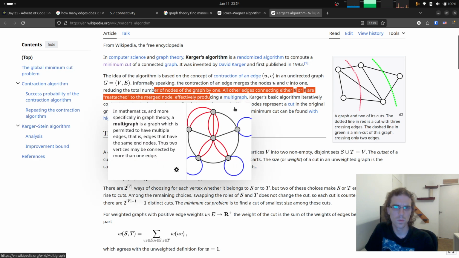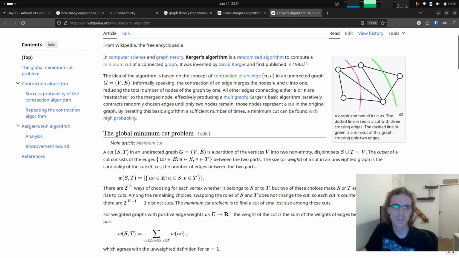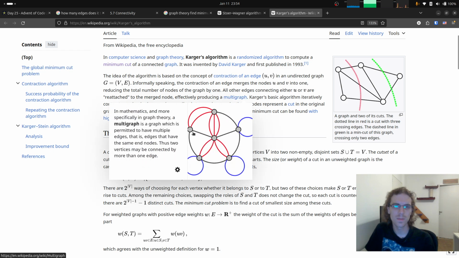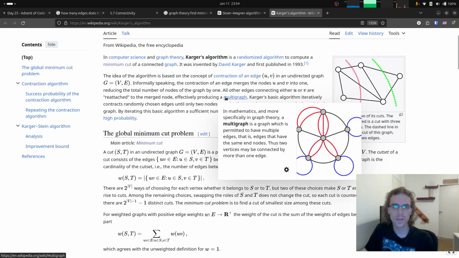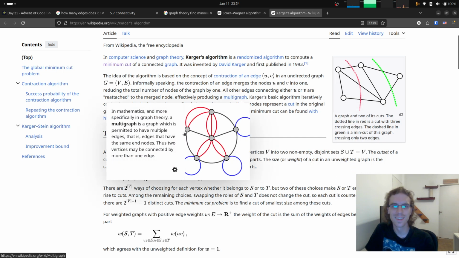Multigraph. What? I love this thing in Wikipedia that you have the preview of the linked articles, and it's like, yeah, multigraph, what the hell is this? And the image of a multigraph is already pretty self-explanatory. Like when you have nodes connected by multiple edges.